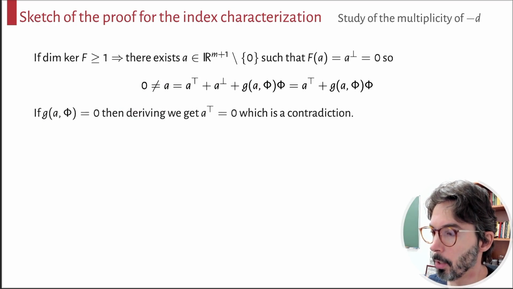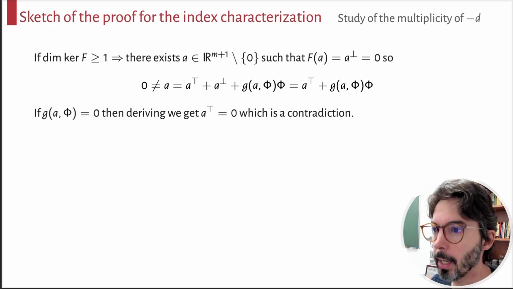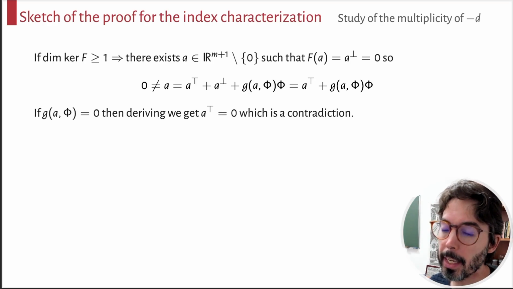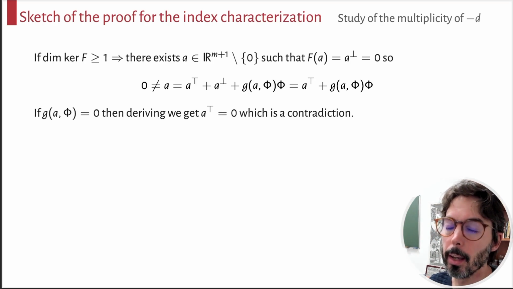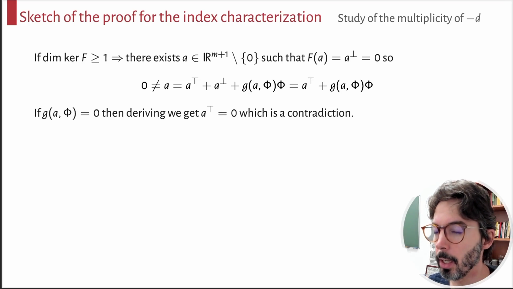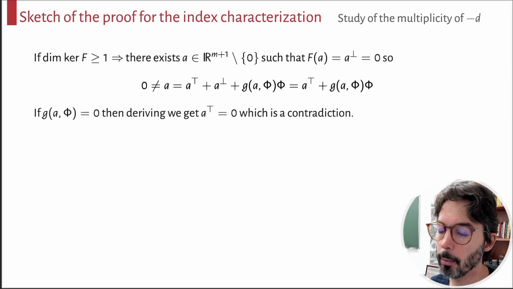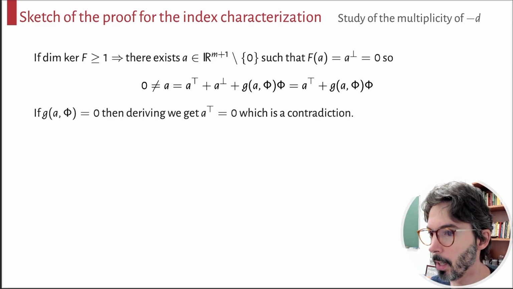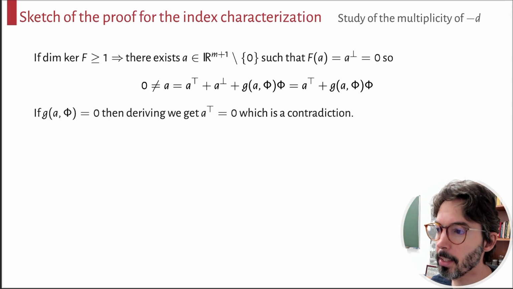Okay, so if there is a vector in the kernel, then there is an A which is not 0, such that its orthogonal component to the immersion is actually 0. In this particular case, since A is not 0, we've got this equality that the tangent component of A plus the A times phi in the direction of phi is a non-zero vector. If the component in the direction of phi is 0, then deriving we get that also the tangential component is 0, which is a contradiction.